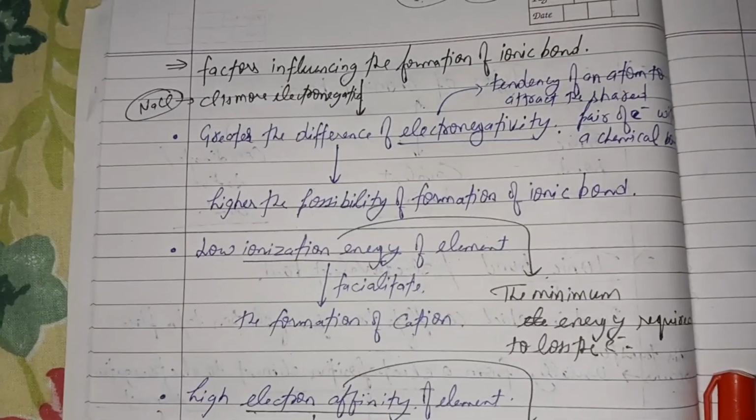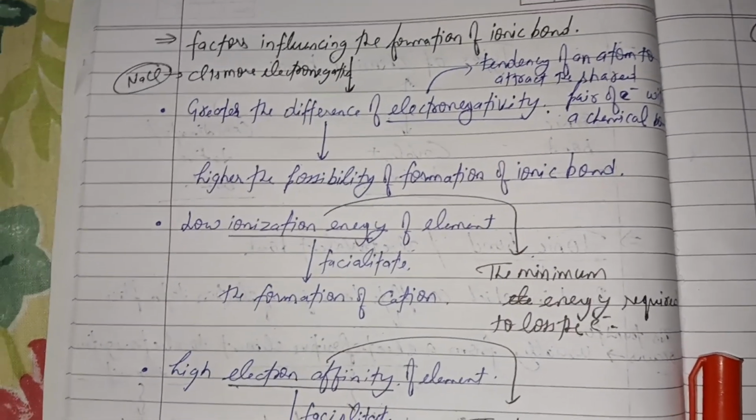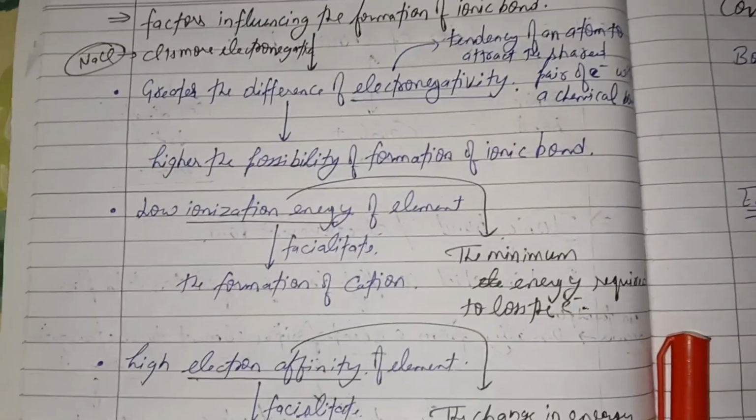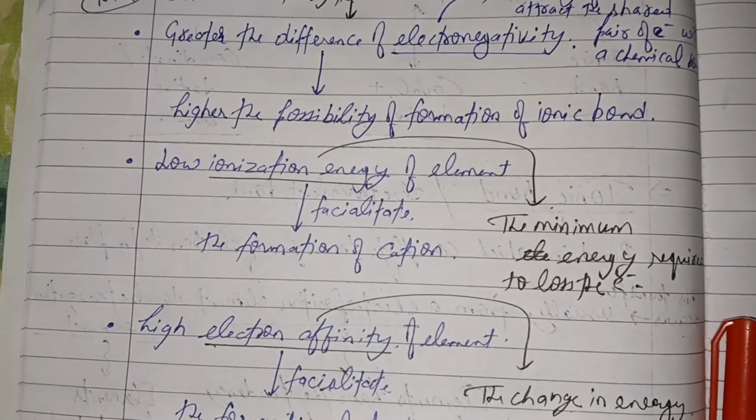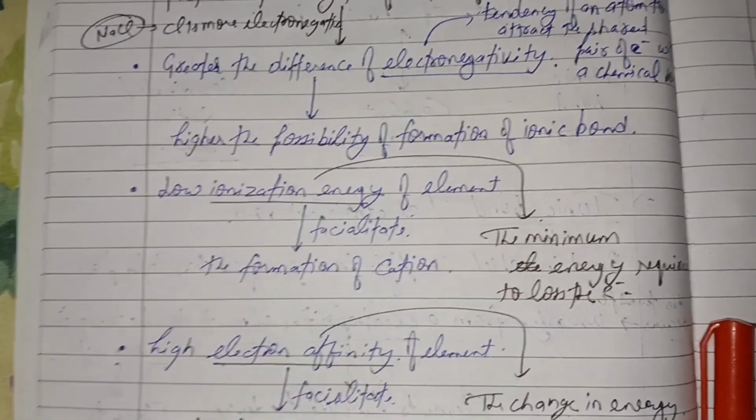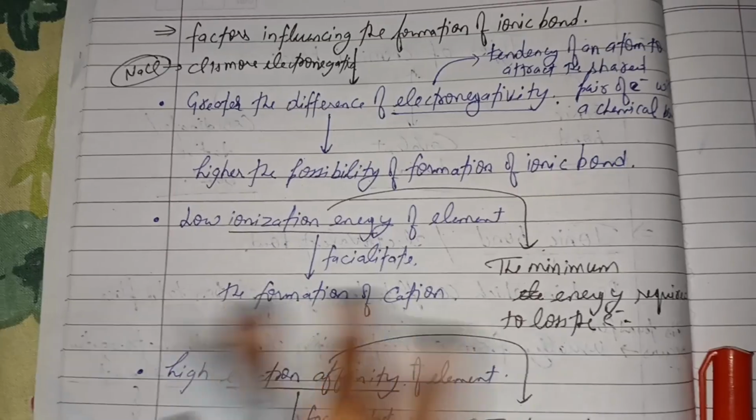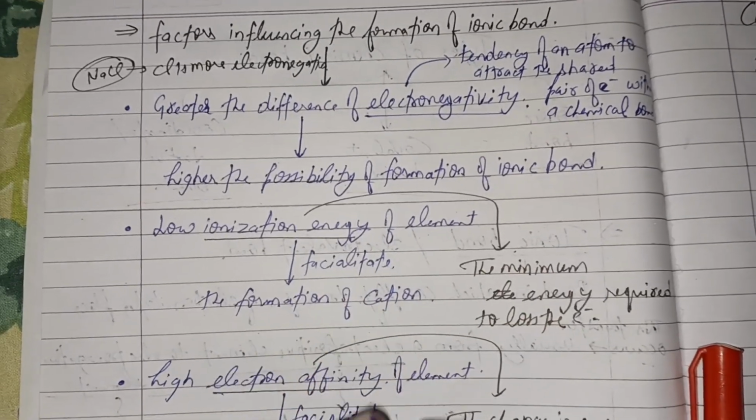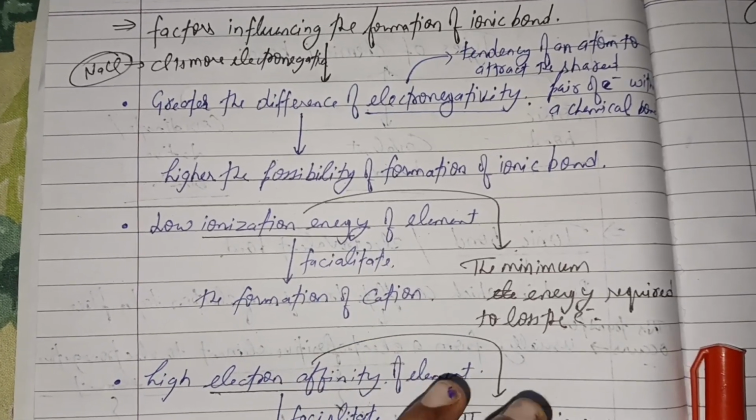So now let's discuss the factors which influence the formation of an ionic bond. The first factor is the electronegativity difference: the greater the electronegativity difference, the higher the possibility of formation of an ionic bond. What does it mean? Electronegativity is the desire of an element to attract electrons toward itself.